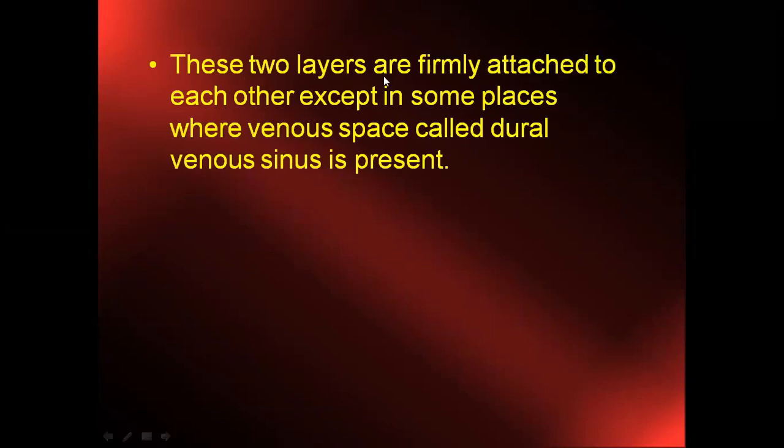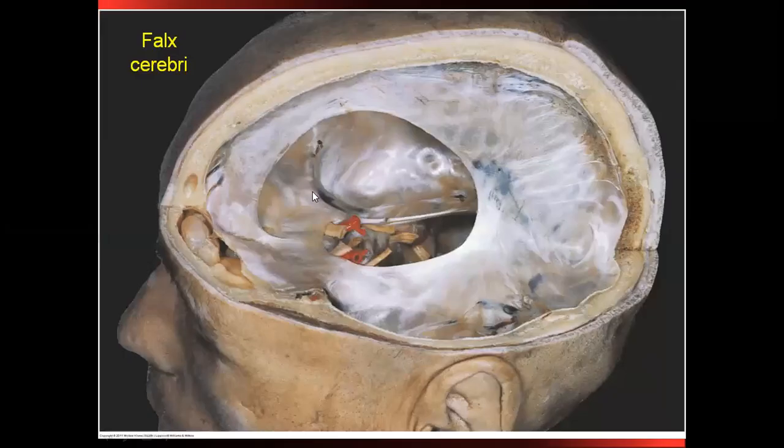So these two layers, the periosteal and the meningeal layers, are firmly attached to each other, except in some places where you will see a venous space enclosed, where venous blood is present, which is called a dural venous sinus. So between the meningeal layer and the endosteal layer, we have the dural venous sinus.